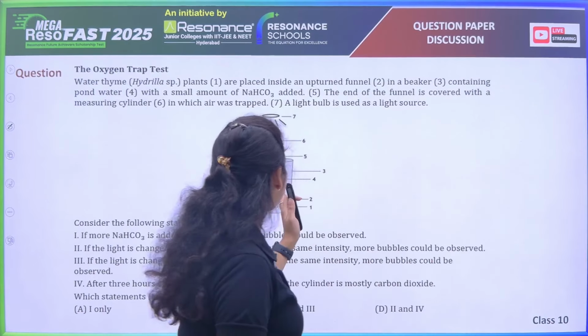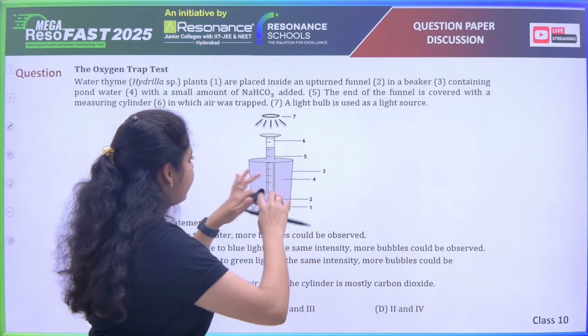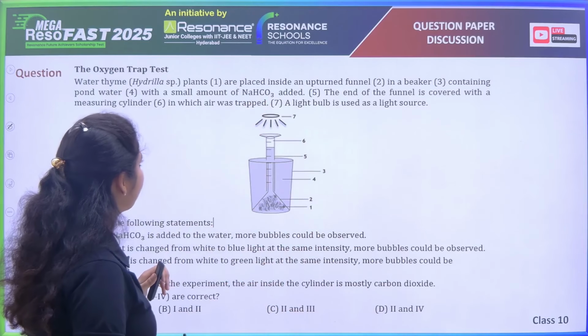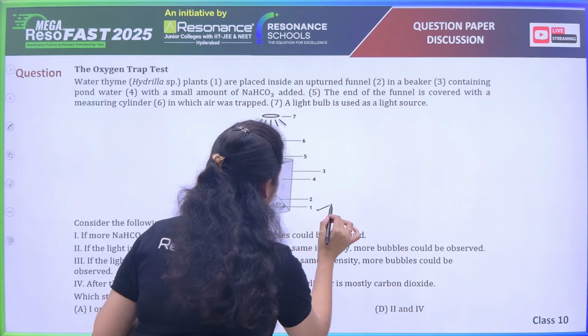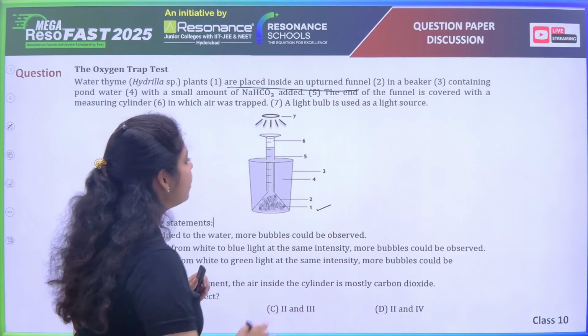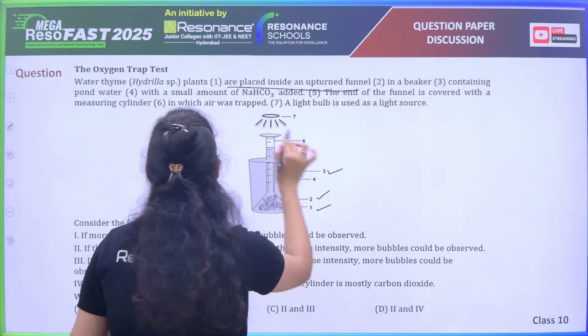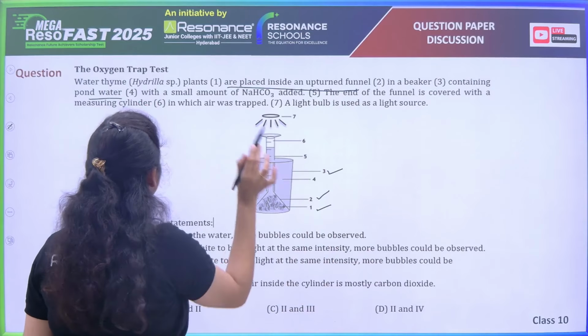Coming to the next question, this is about the hydrilla species. Here there is a diagram which is given and they have labeled different parts. Let us see what is labeled in the question. The 1 is showing that the hydrilla species is placed in an upturned funnel. 2 shows that it is placed in a beaker. 3 shows that it is placed in pond water.